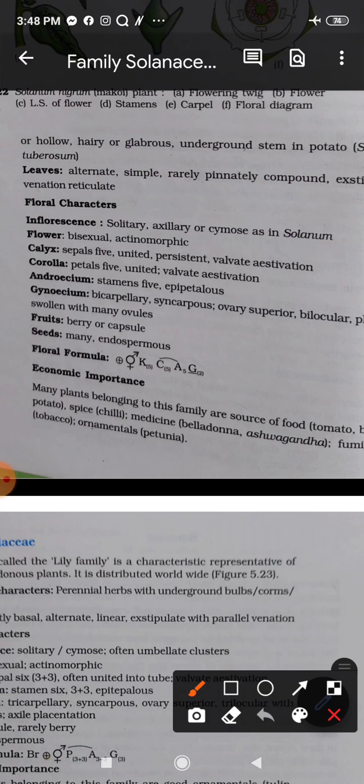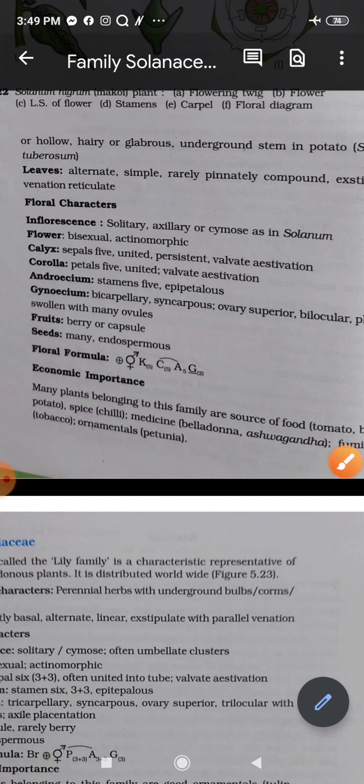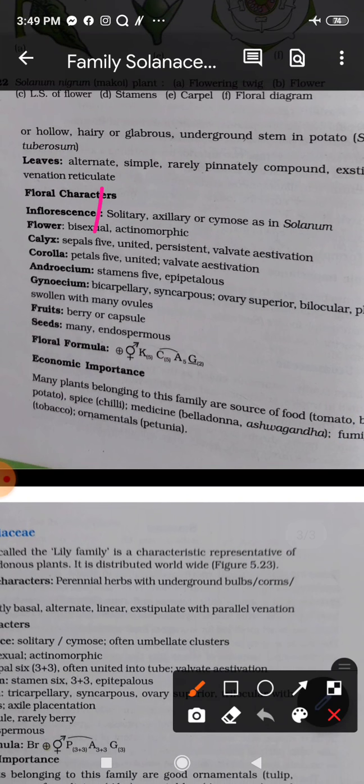Then we come to corolla. Corolla are the petals, right, represented by a capital C. Petals are 5 in number. The petals are also united, right, and they also show valvate estivation. We come to androecium. Androecium is represented by a capital A. Then it says here stamens are 5 and androecium. The stamens are 5 in number.